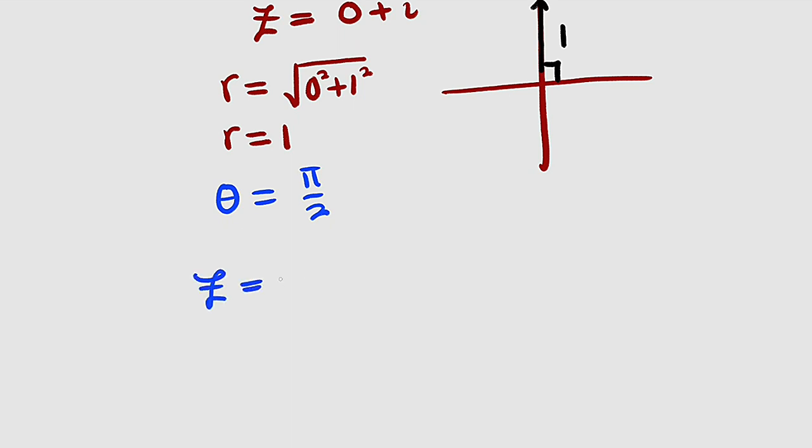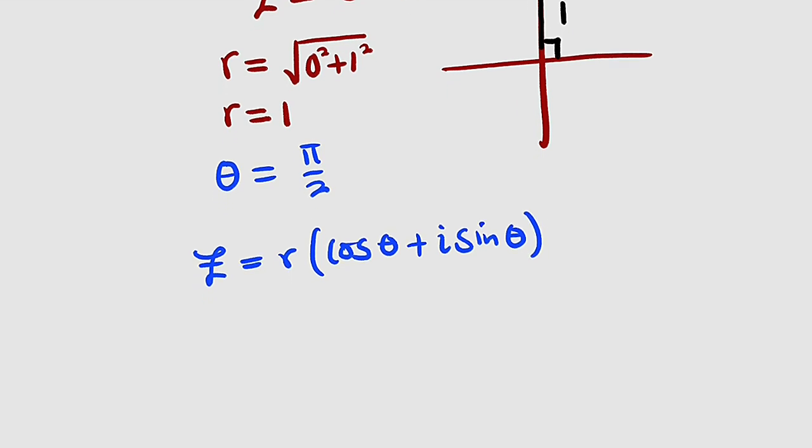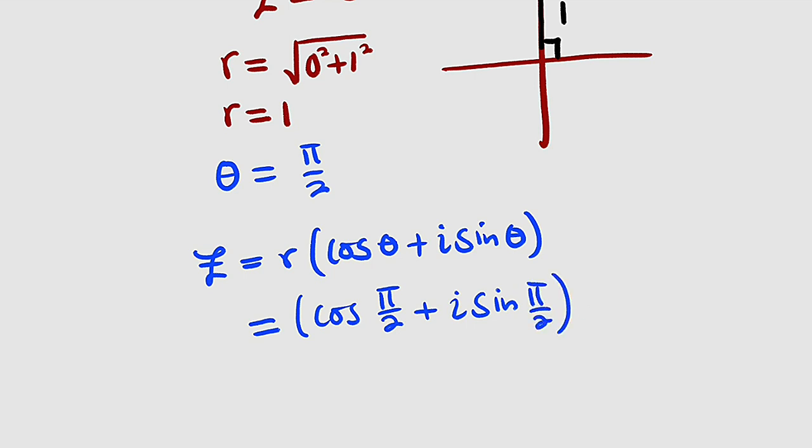z will be equal to, remember, r multiplied by cosine of theta plus i sine theta, where our r is equal to 1, so we don't have to include it. We only have cosine of theta, which is pi divided by 2, plus i sine pi divided by 2. Therefore, our i is equivalent to cosine of pi divided by 2 plus i sine of pi divided by 2.